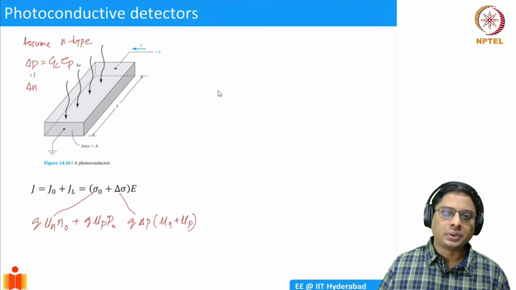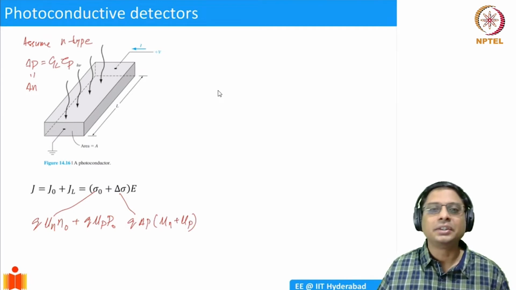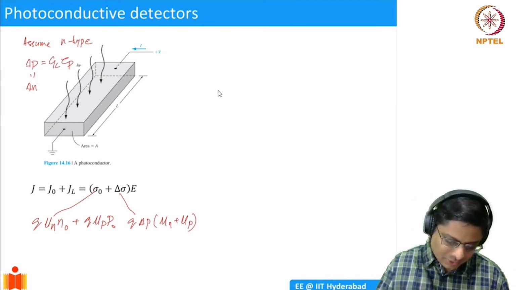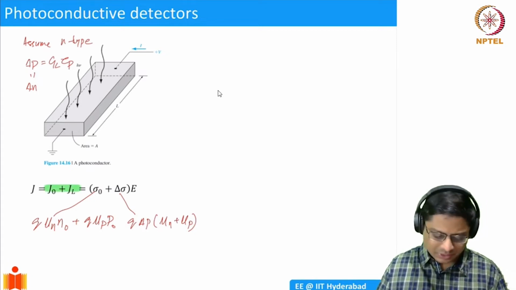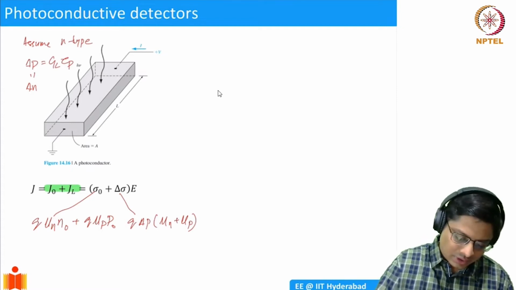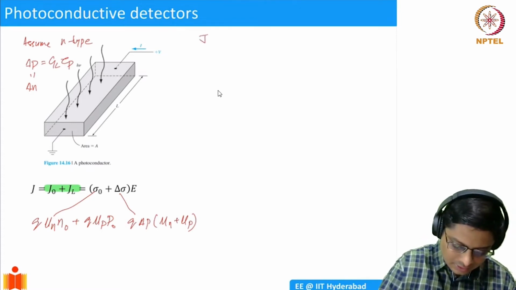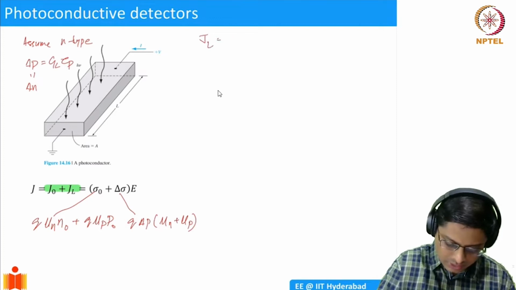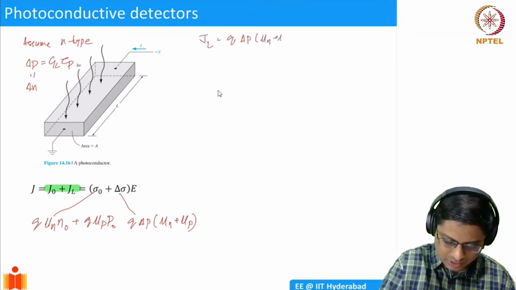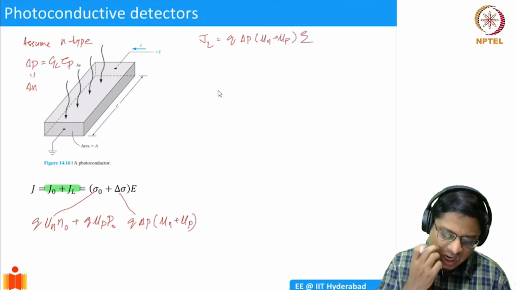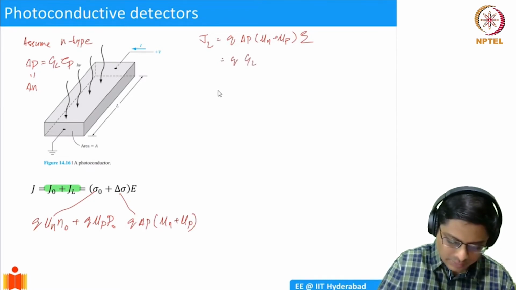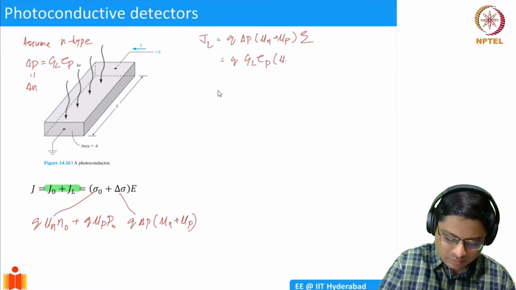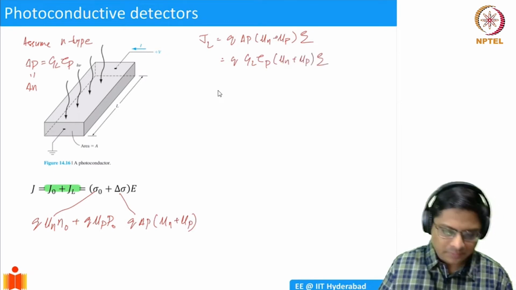So what we can do is detect this light induced current. And what will this light induced current be? Well, I have separated out the DC, or the background current, and the light induced current. So the light induced current JL will be equal to Q times delta P times (mu N plus mu P) times electric field. And this delta P, of course, is equal to GL, the generation, times tau P times (mu N plus mu P) times electric field.